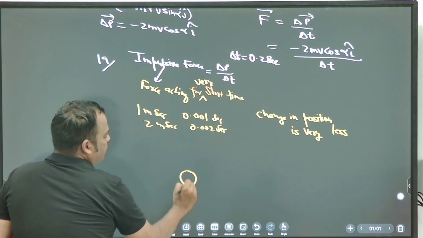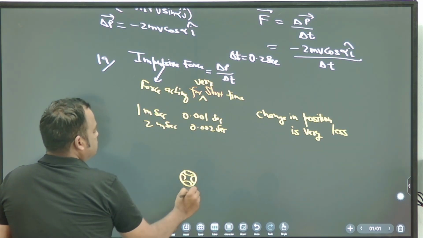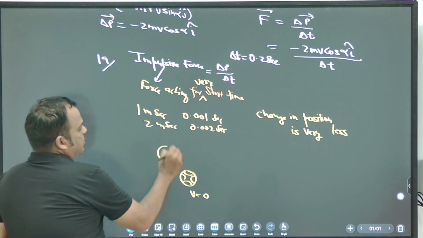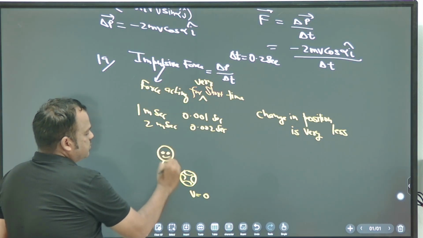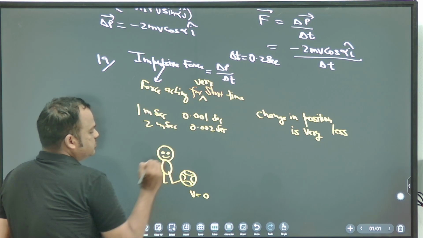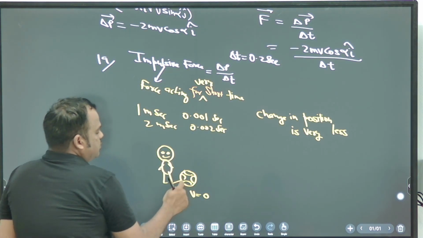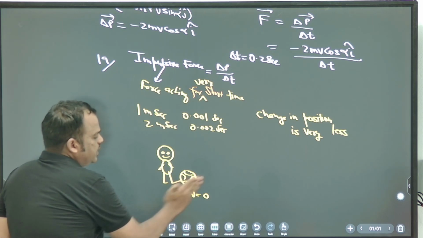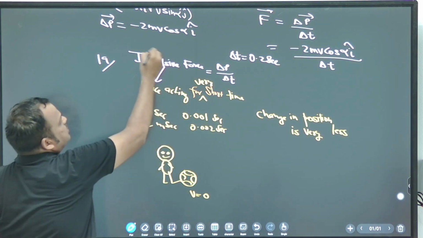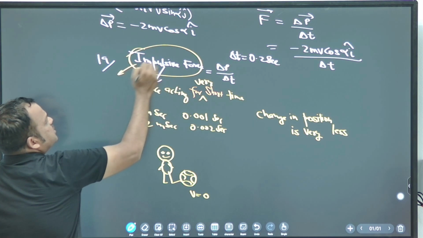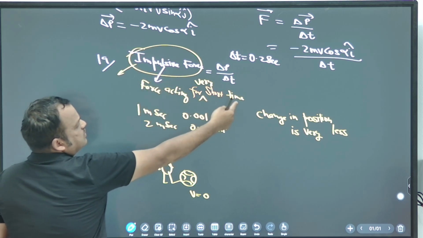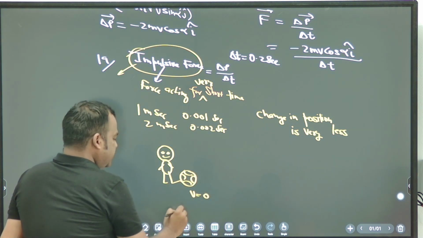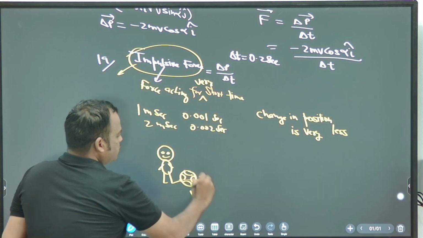Suppose this is the football. What is the initial velocity of the football? 0. Now the player is there. So this is the player. It will hit the football. It will come in contact with the football and exert a very large force. Time is less, but force is large. So the force on the football is this way.